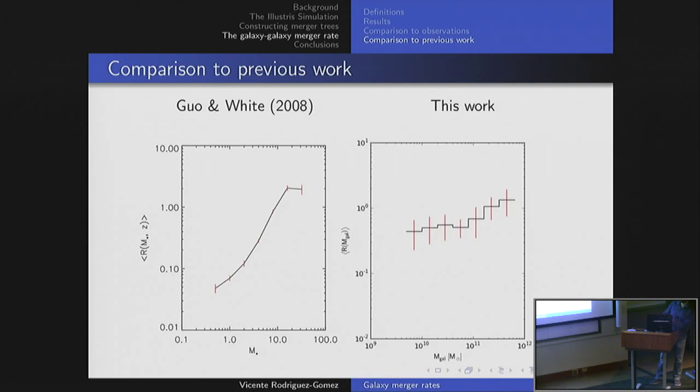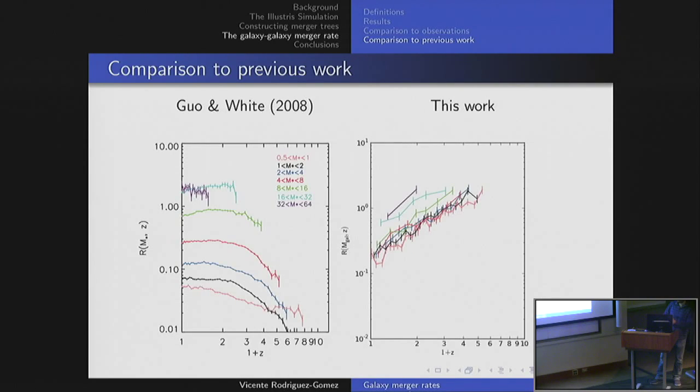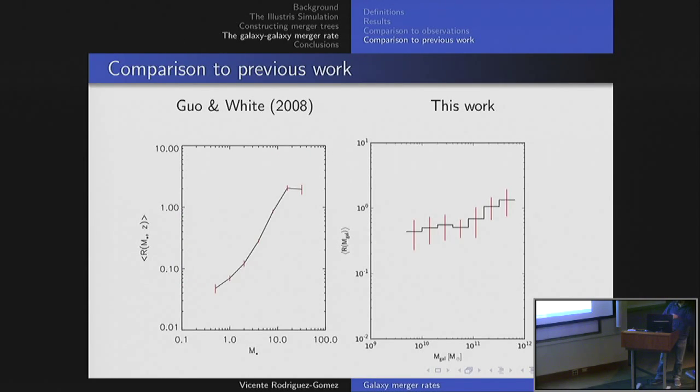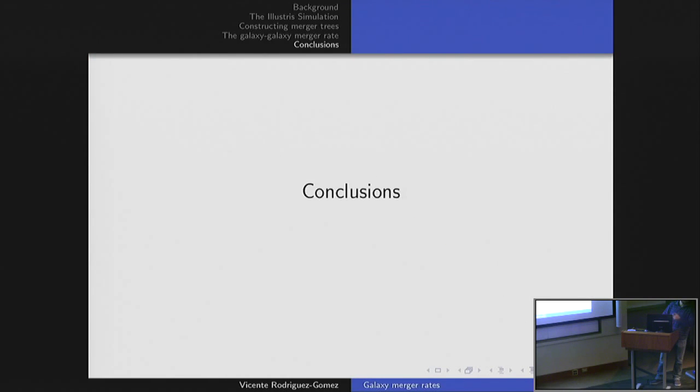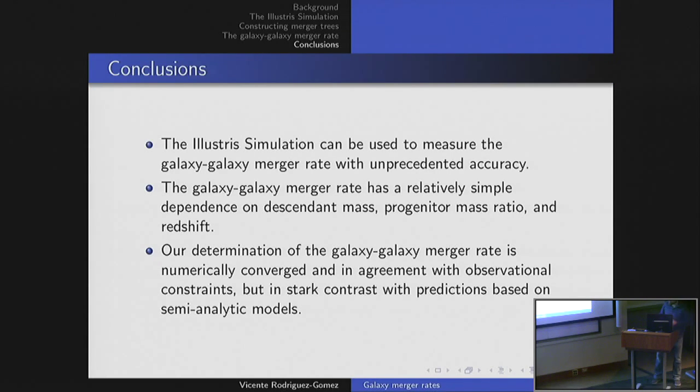We can look at the mass dependence in more detail. So this is very strong, and we find not less strong. So essentially, we find that the galaxy merger rate is more similar to the halo merger rate than was previously thought. The differences are large, but we also show that there seems to be agreement with observations and some empirical models. So I think we're going in the right direction. So I will just leave you with my conclusions. Okay, thank you very much.